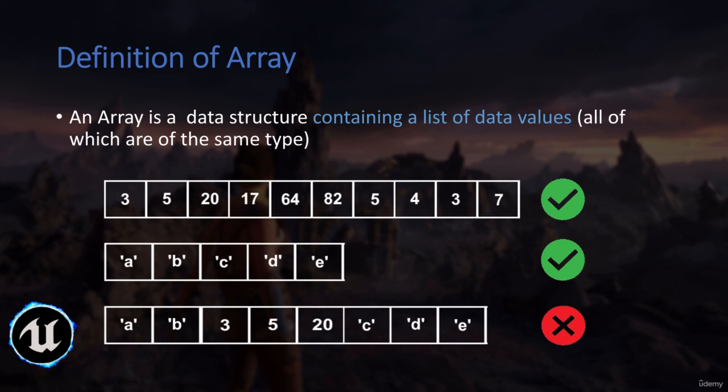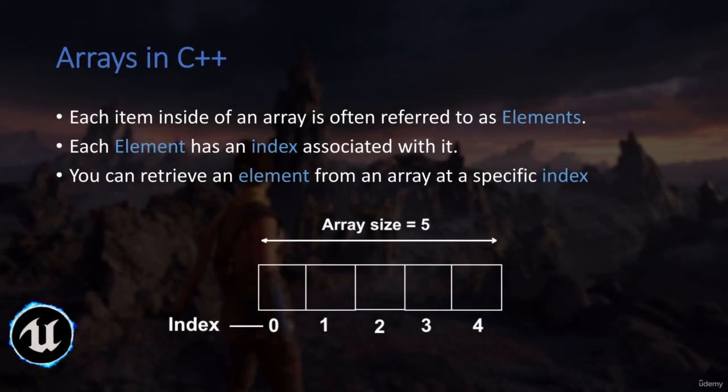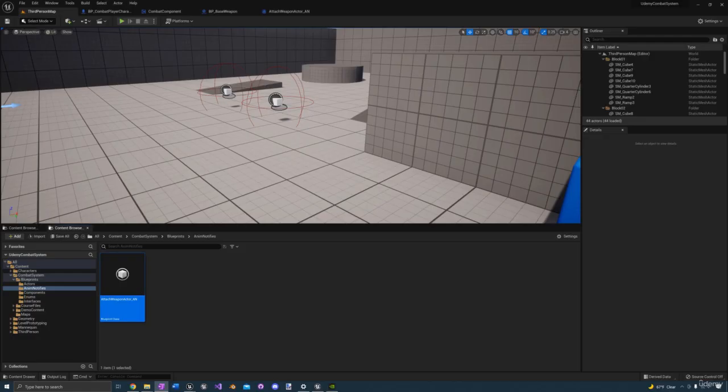What I mean by data type is variable type. So if you create an array using the data type string, you can only hold strings inside of that array. Each thing that is stored inside the array is often referred to as elements. Each element has an index associated with it, so you can get an element at a specific index. If you know the index of the element you need, then you won't need to loop through the array to find the element you're looking for. We're going to make an array of montages for the attack combo system. We're going to access the elements, or montages in our case, from the array based on an attack count index.